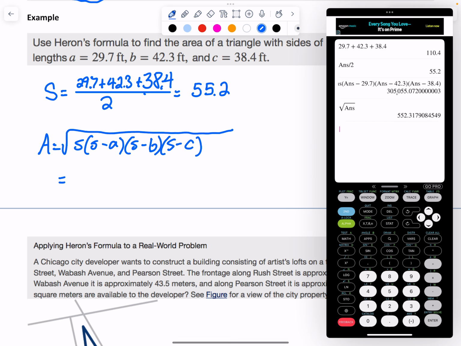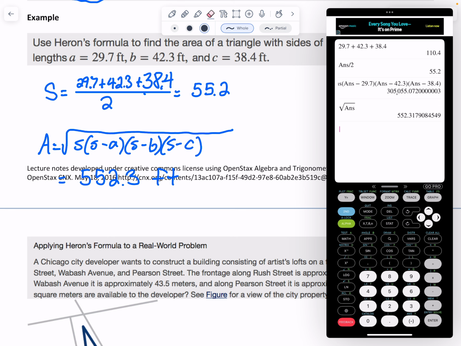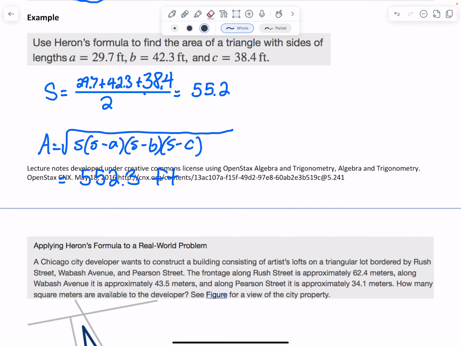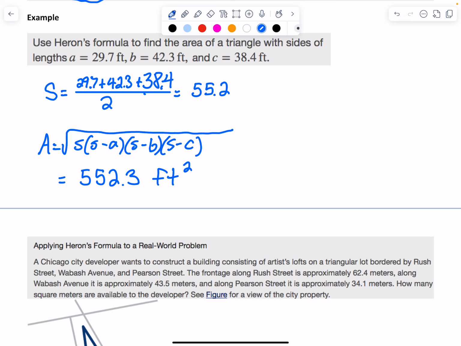I get 552.3 square feet. I said cube, but I meant square.